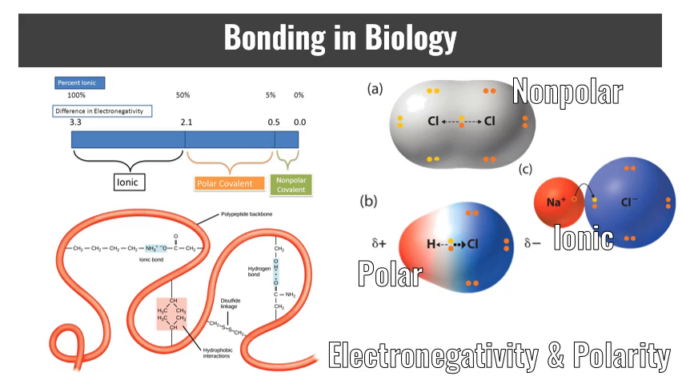So if you have a covalent bond where the pull in either direction is equal, then you will have a nonpolar covalent bond. If the pull is unequal, you will have a polar covalent bond. If the pull is so unequal that the valence electron is essentially stripped, it spends all of its time around the other atom, that is an ionic bond, and you'll make a cation and an anion every single time.